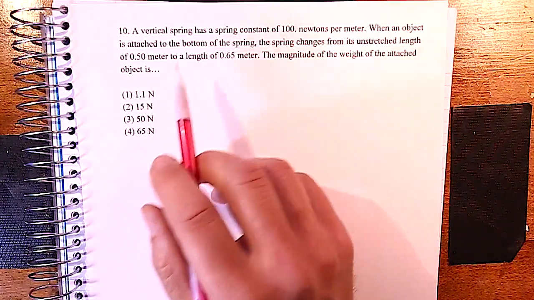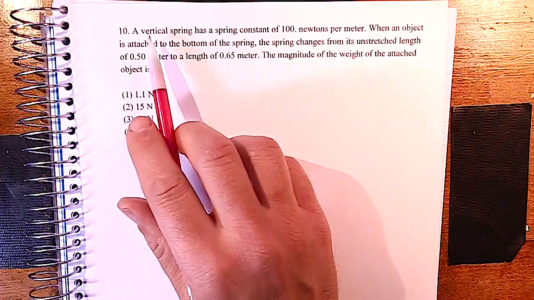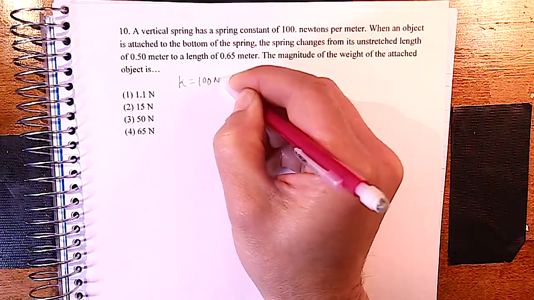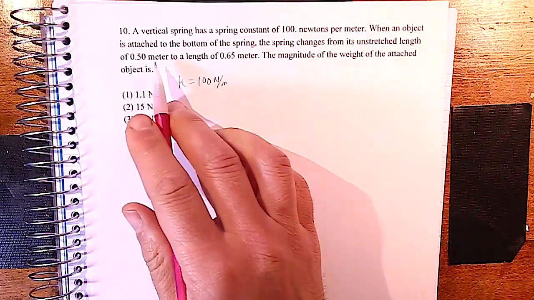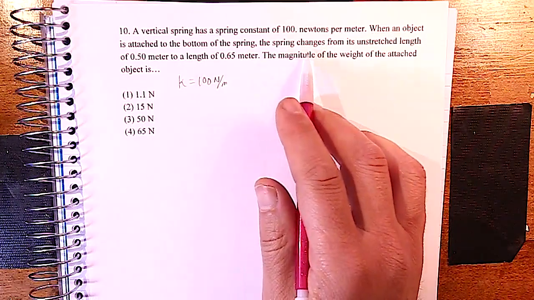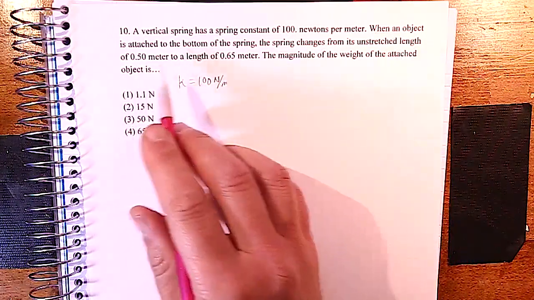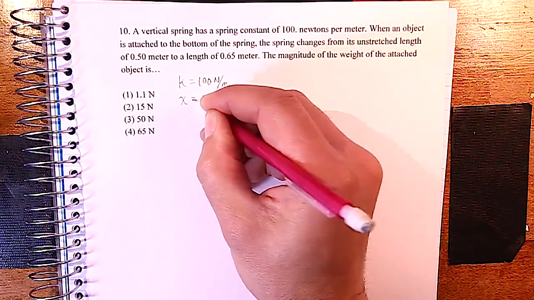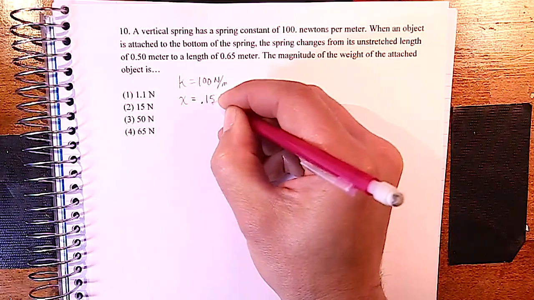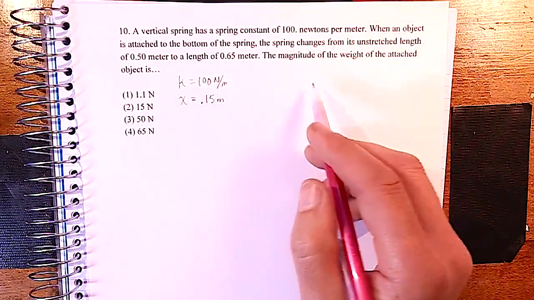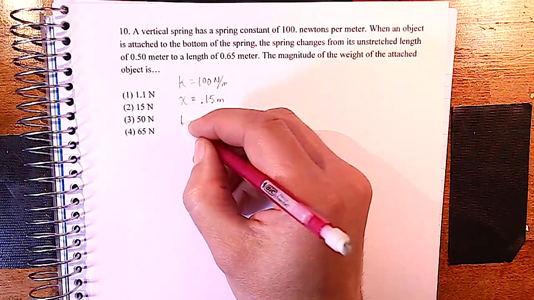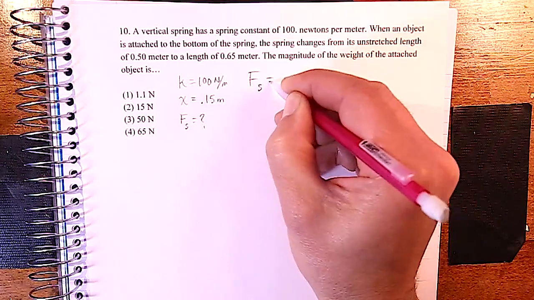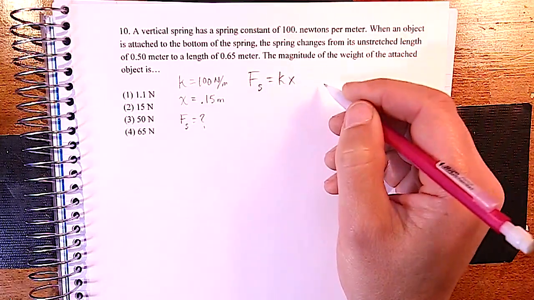Okay, very similar. We've seen 2 of these already. We have a vertical spring with a spring constant of 100 newtons per meter. When an object is attached to the bottom of the spring, it changes its unstretched length from 0.5 to 0.65. So what is x? It is the change, so that's 0.15 meters. And the question is, what was the weight attached to it? So we're looking for the weight that stretched the spring. What's Fs? So that's just going to be Fs is equal to Kx.